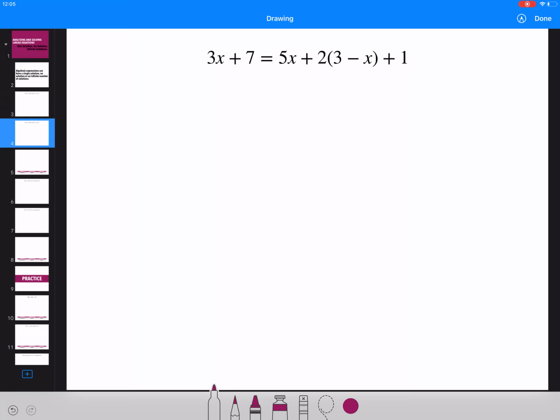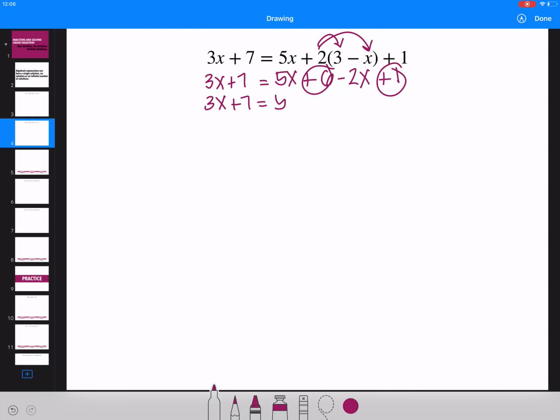I'm going to take another approach for the same equation. So we're going to start with 3x plus 7 on the left, and on the right side I'm going to distribute the 2. So 5x is here, plus 2 times 3 is 6, minus 2x plus 1. Then I'm going to combine these like terms, the 6 and the 1. So I have 3x plus 7 equals 5x minus 2x plus 7.